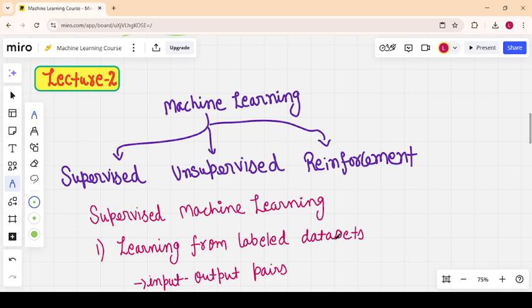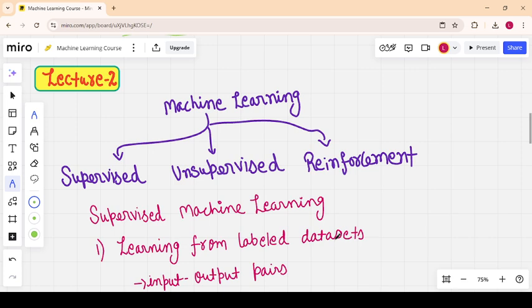In this lecture, I will discuss what the types of machine learning are. In the previous lecture, I discussed what machine learning is and the motivation behind learning it through examples. In this lecture, I will focus on supervised machine learning. So let us start this lecture.